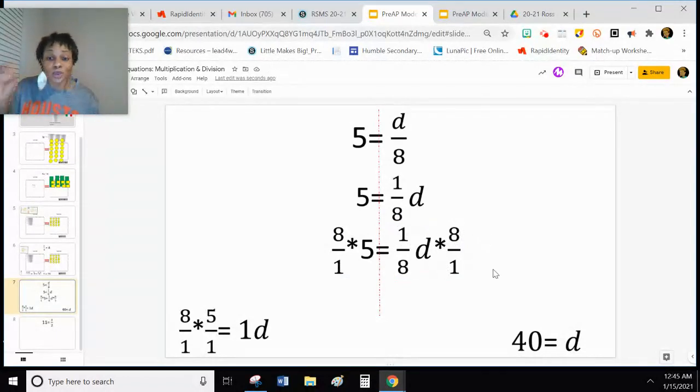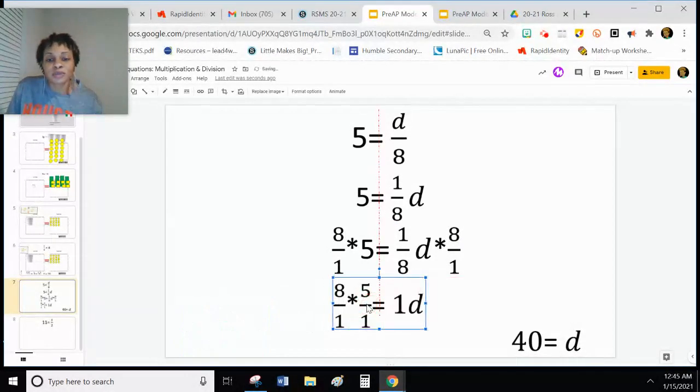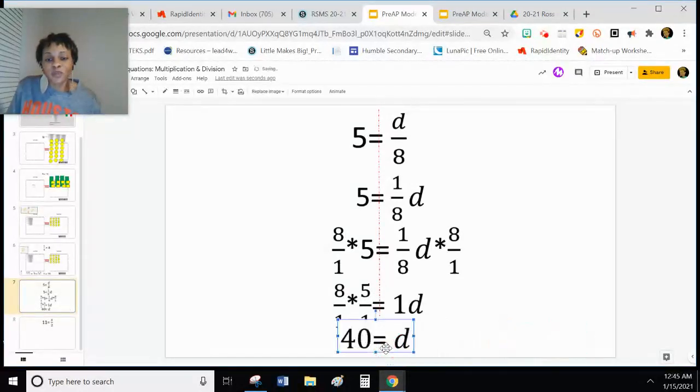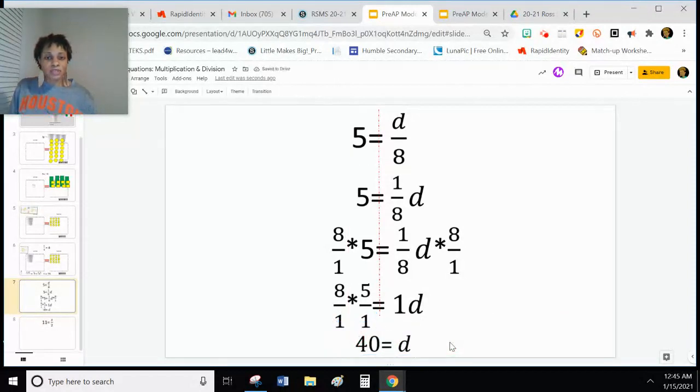8 over 8 is just 1. So then in my next step, you see I just simplified that down to 1d. And then here I've made the 5 into a fraction, putting it over 1. And then 8 times 5 will give us 40. And so d equals 40. That is our value of d.